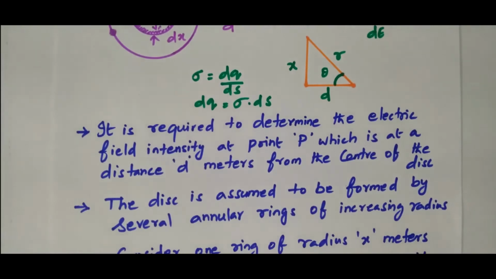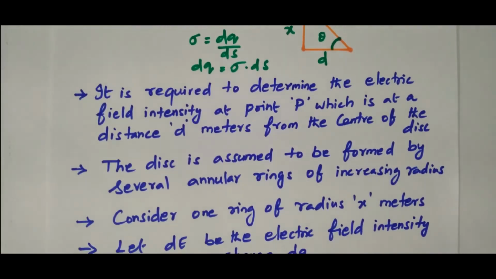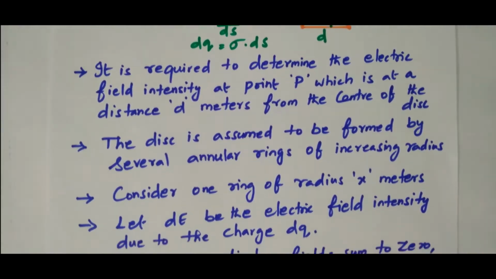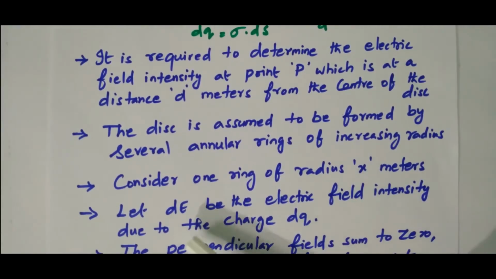The disk is assumed to be formed by several rings of increasing radius. From 0 to a, they keep on increasing. In that we consider one ring of radius x meter with a thickness of dx. Due to this small ring, the electric field intensity will be dE due to this small charge dq. The charge is small, so the electric field is also small, dE. By integrating, we will get the total electric field intensity.